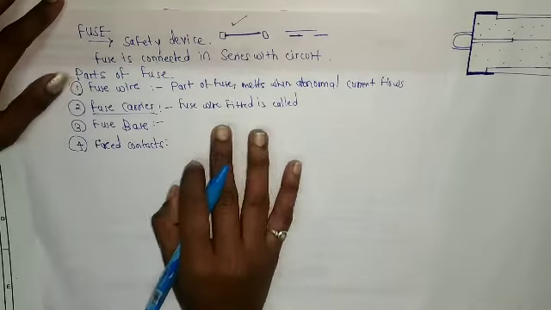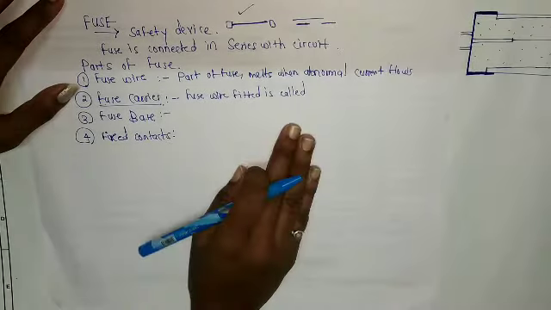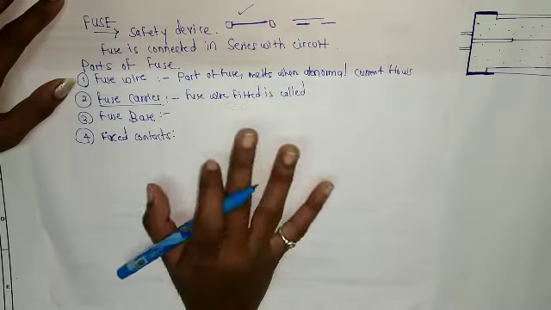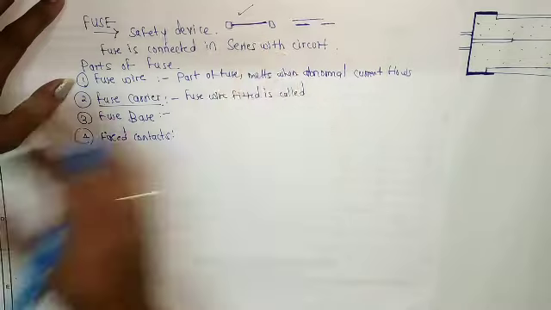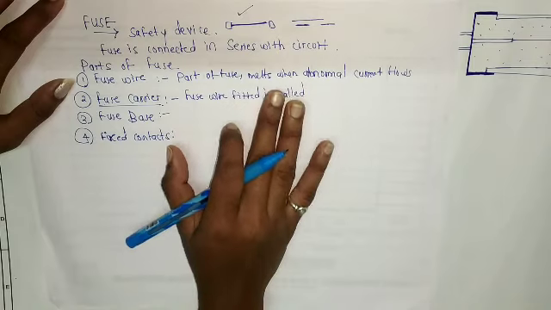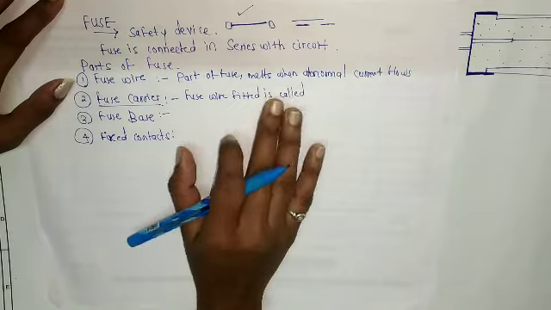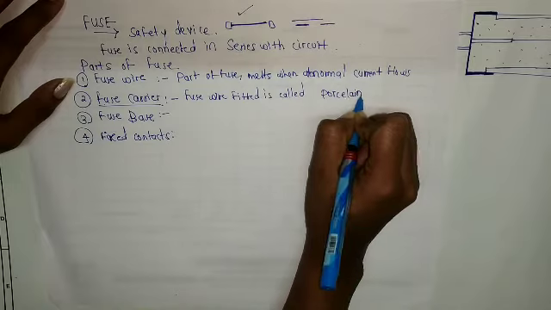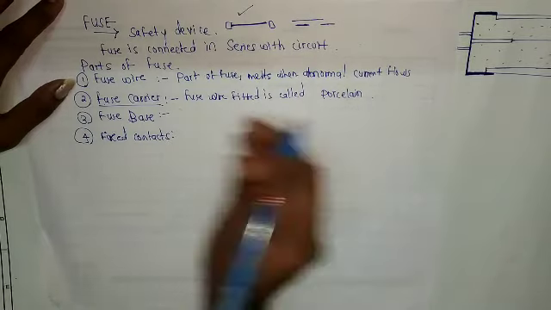So this fuse carrier is made of porcelain base. Porcelain means it is insulating material. That means current will not flow through that fuse carrier. Current will only flow through this wire. So fuse carrier is the part which carries the fuse wire, or on which the fuse wire is fitted. It is made of porcelain having two contact strips. It is a removable part of fuse, right? So it can be removed.